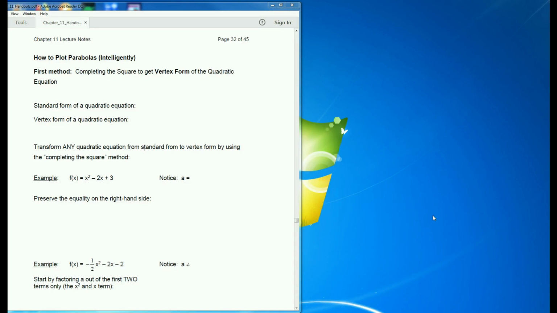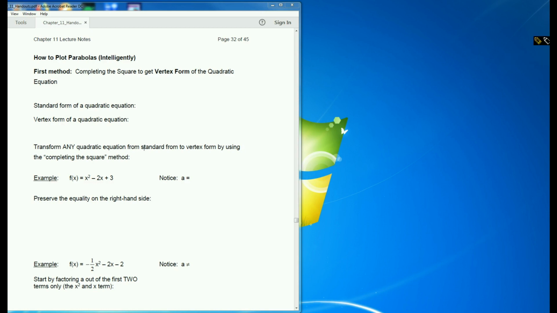Hey guys, so I'm gonna pick back up here on page 32 of our chapter 11 handouts. We had just finished looking at parabolas and identifying the major characteristics. Now we want to talk about how to actually plot them intelligently. In other words, I know you could just pick x's and calculate y's and plot them that way, but there's a better way to do it, and that's what we're going to cover.